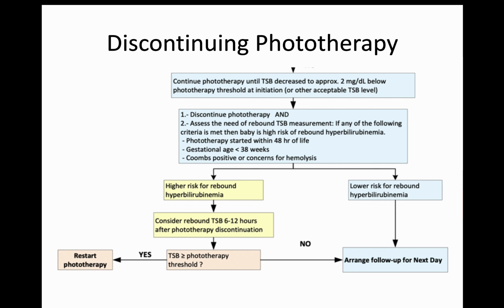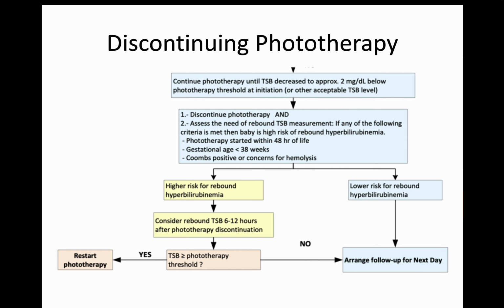hyperbilirubinemia. So they're at high risk of rebound hyperbilirubinemia if their phototherapy was started within the first 48 hours of life, if their gestational age is less than 38 weeks, or if they were Coombs positive, or like we mentioned, if there was concern for hemolysis. If there's lower risk for rebound hyperbilirubinemia, you would just go ahead and follow up with their outpatient PCP the next day to do a repeat screening for their hyperbilirubinemia.